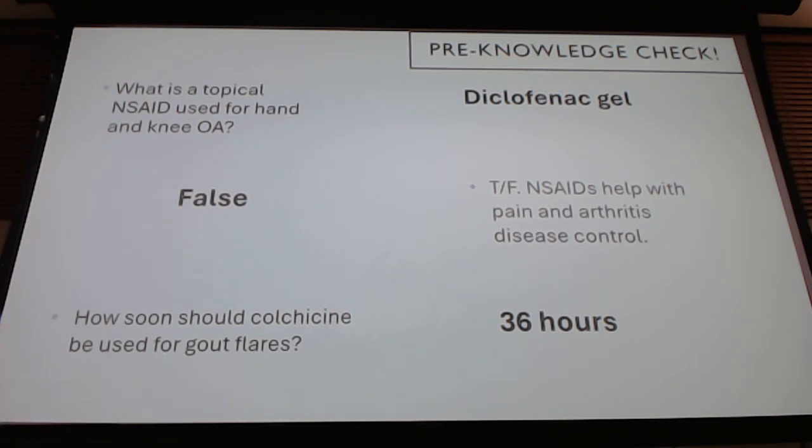How soon can we use our colchicine? When we talk about a lot of our meds for gout, colchicine is one of the big medications that we use when people have a gouty flare. You want to try to use it as soon as you can possibly get it to them, so within 36 hours. Most of the time if we use it outside of that window, we don't see as much symptom improvement as we would have hoped, okay? So you try to push it as soon as you can.